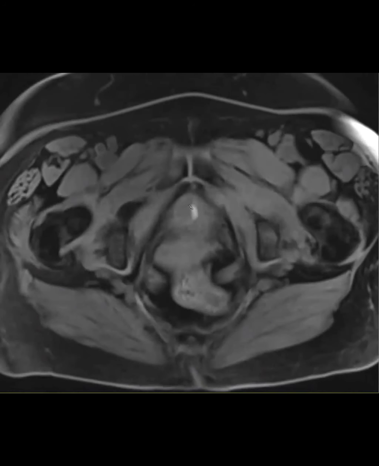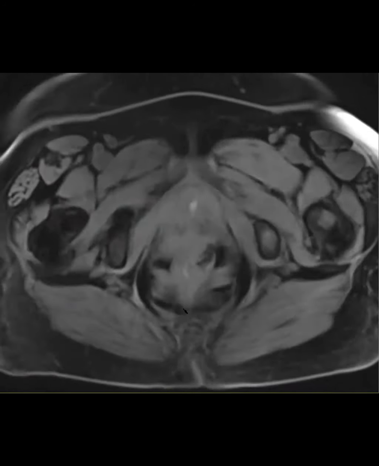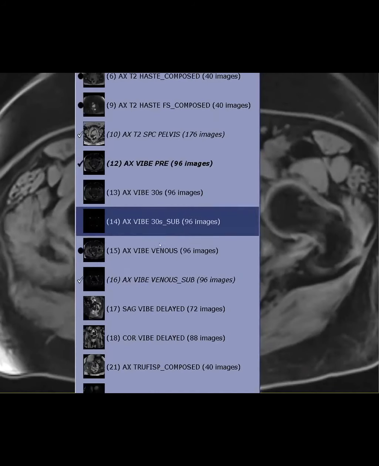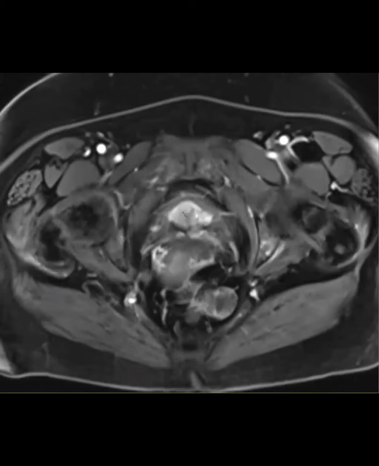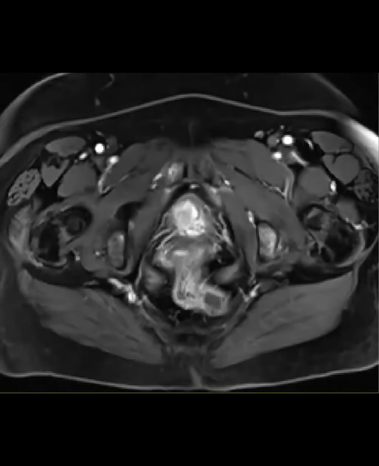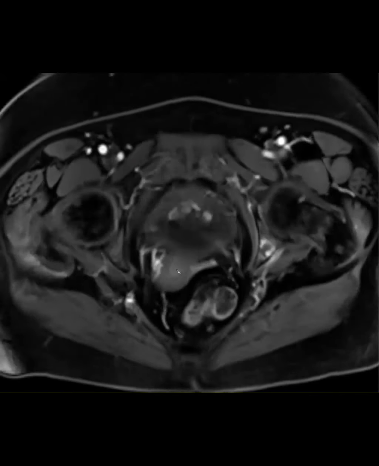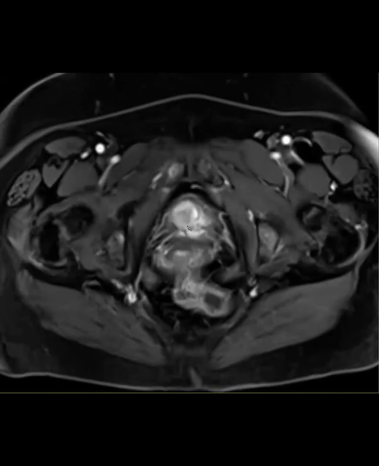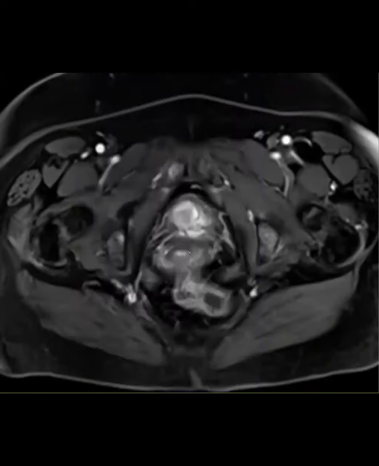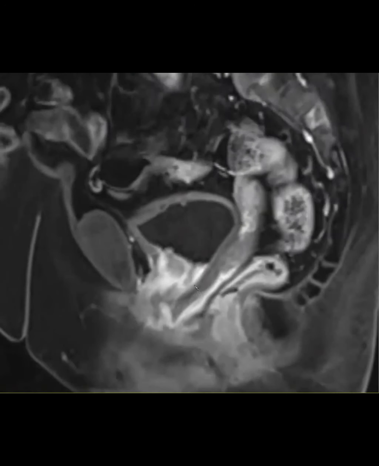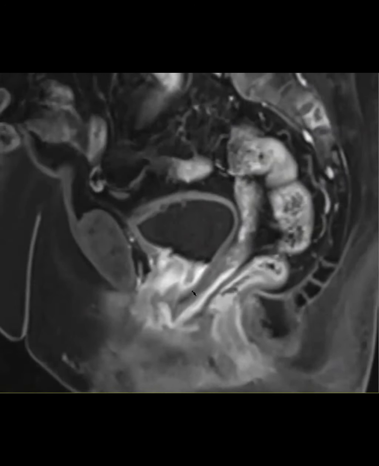So you'll note that it has some T1 hyperintensity within it and pretty avid enhancement. So any guesses? A little bit quite avid for some, like for a urothelial. Pheo? I mean, a paraganglioma?